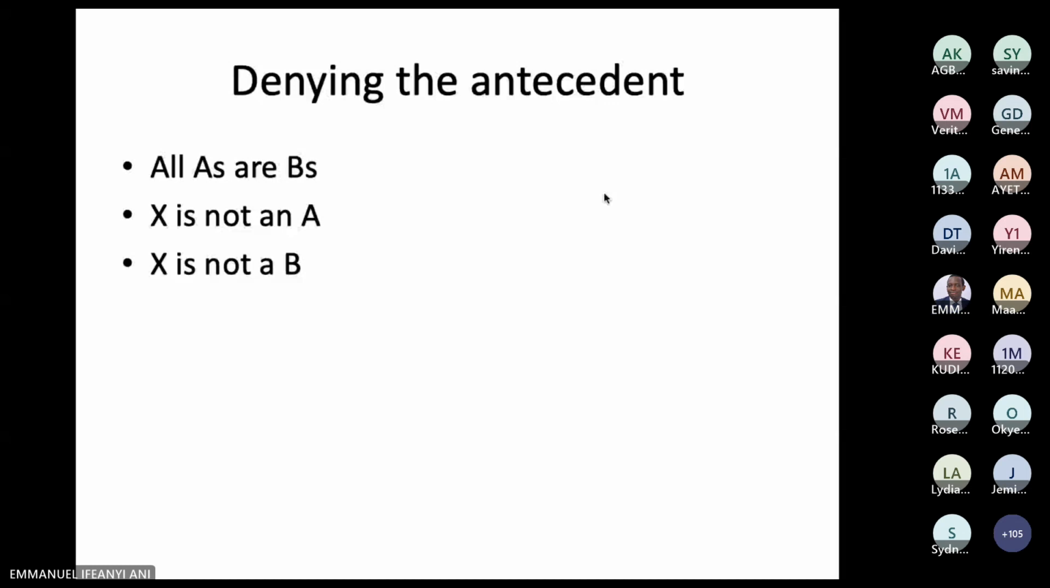Denying the consequent. All A's are B's. X is not a B. So X is not a B denies the consequent. For that reason, we say that the whole argument denies the consequent. And this is an example of an argument that denies the consequent in order to reach its conclusion.